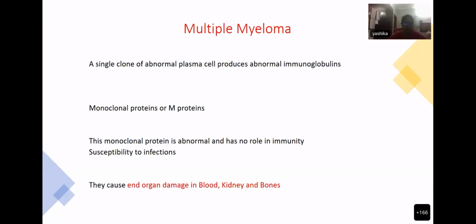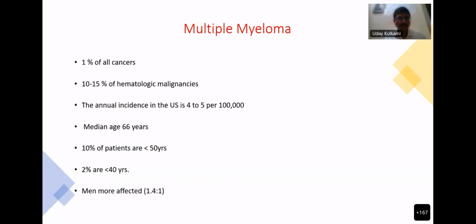So if they have monoclonal accumulation, these are not functional immunoglobulins, and in fact these proteins cause end organ damage in the blood, kidney as well as bones, and this is what patients manifest with when they present with symptomatic myeloma. Multiple myeloma forms about 1% of all cancers. 10 to 15% of all hematologic malignancies are multiple myeloma. The median age is around 66 years. About 10% of our patients are less than 50, and men are more affected with this disease.